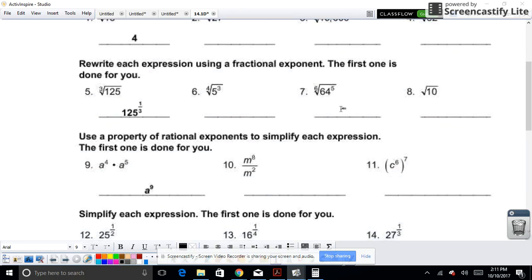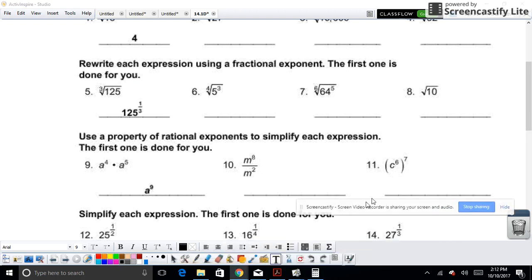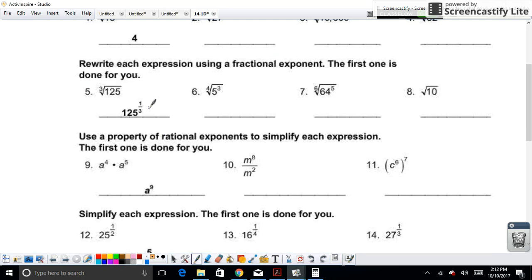Down here on number 5, it says rewrite each expression using a fractional exponent. The first one is done for you. What we've done in class is I've given you the fractional exponents and you've turned it back into something with a radical. On this, we're just doing the opposite. So you can still use your in and out method. Since the 3 is in and the 4 is outside, that means 3 will be the numerator.